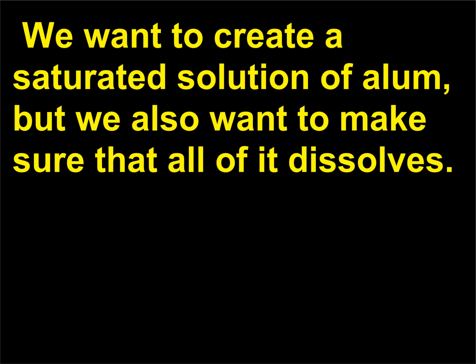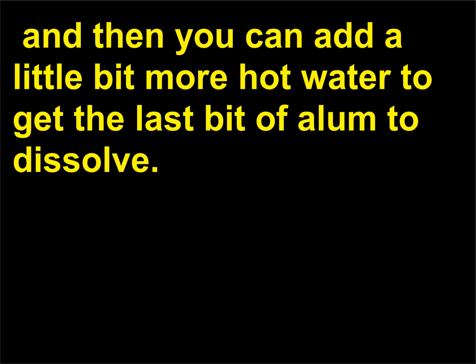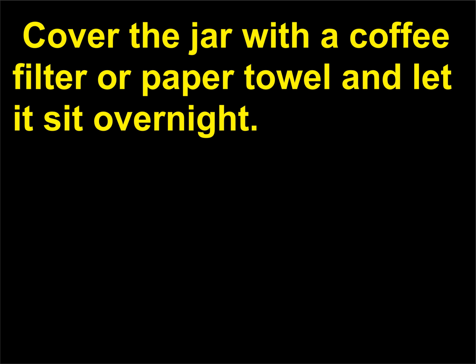We want to create a saturated solution of alum, but we also want to make sure that all of it dissolves. Continue adding alum until it will not dissolve anymore. And then you can add a little bit more hot water to get the last bit of alum to dissolve. Cover the jar with a coffee filter or paper towel and let it sit overnight.